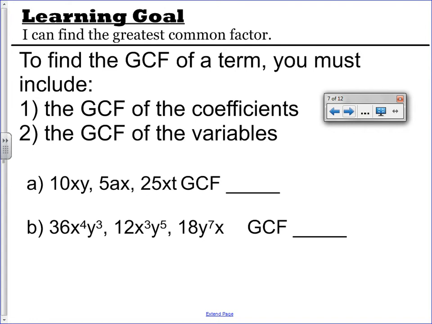Okay, now I double photocopied one page for you, so I apologize. Just kind of skip it, and then we're going to go to the next one.